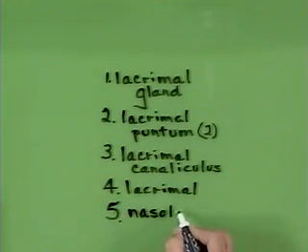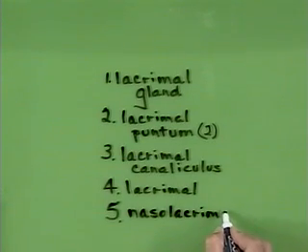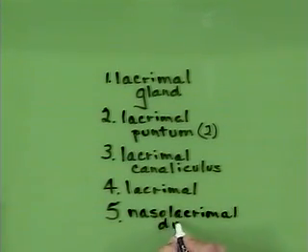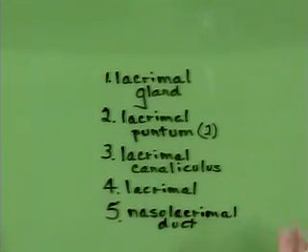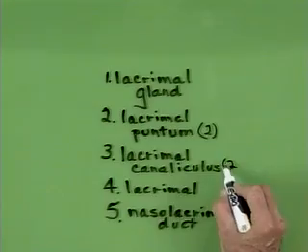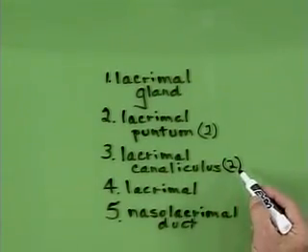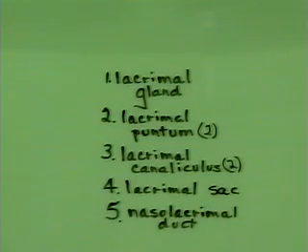Now, each eye has all of this. So there's a left version of this and a right version. So those are the components of the lacrimal apparatus: lacrimal gland, two puncti, an inferior one and a superior one, two lacrimal canaliculi, a superior one and an inferior one, lacrimal sac, I didn't finish my sac, did I? And then nasolacrimal duct. Those are the components.